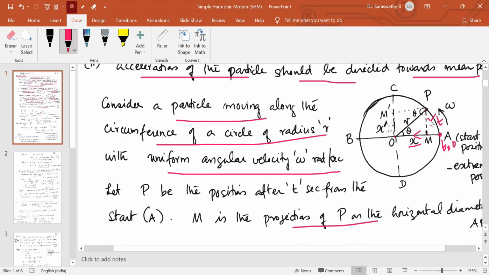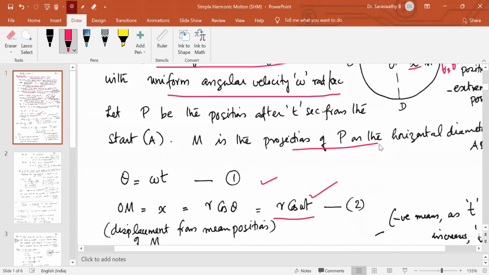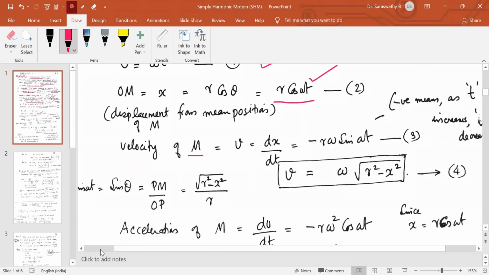Isn't it? Root of r square minus x square divided by r. That is what is written here. So sin theta is equal to root of r square minus x square by r. So v is equal to, in this expression, substitute sin omega t, this one, the r and r get cancelled. So v is equal to omega into root of r square minus x square. This is the expression for velocity.